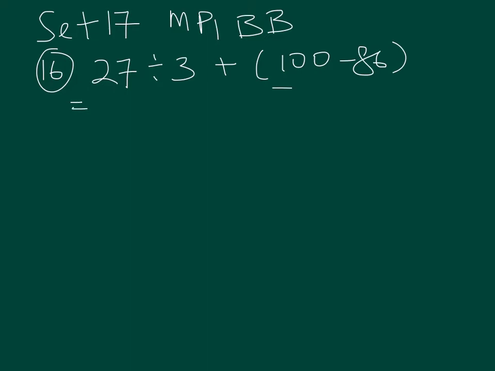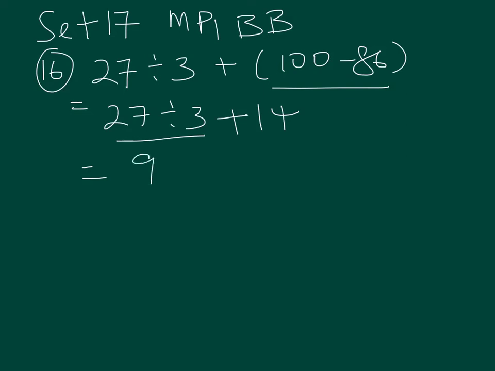Using the rule of operation, you always do the bracket first, so we have 27 divided by 3 plus 100 minus 86, which is 14. Do division first. That will be 9, 18, 27, so 9 plus 14. So our final answer is 23. Question 16 answer is 23.